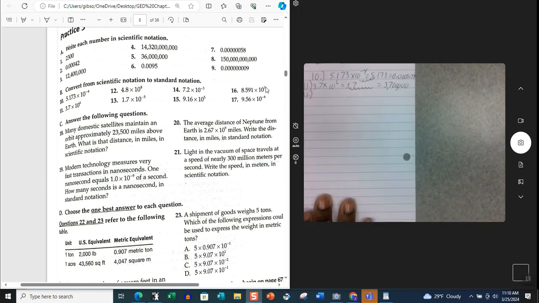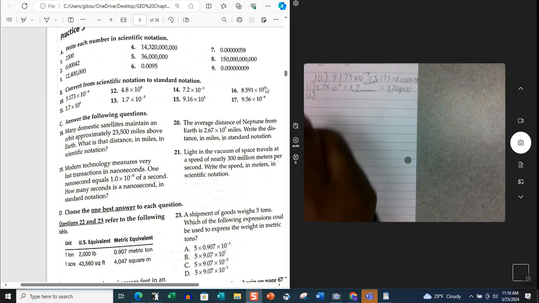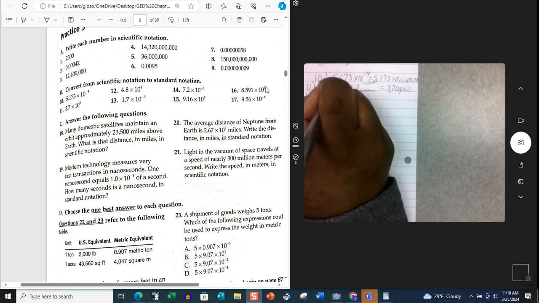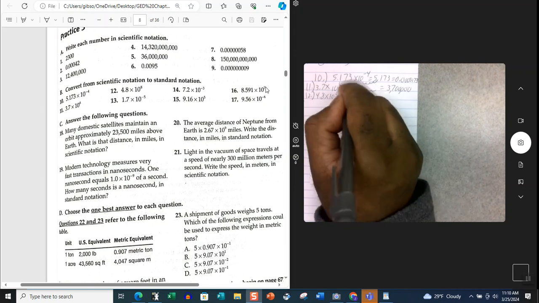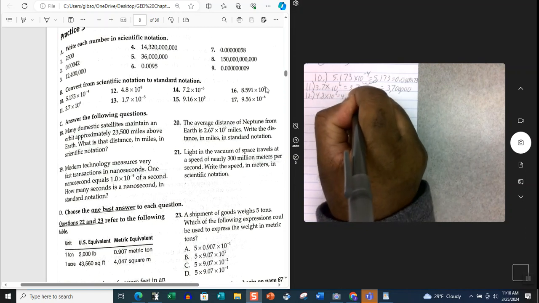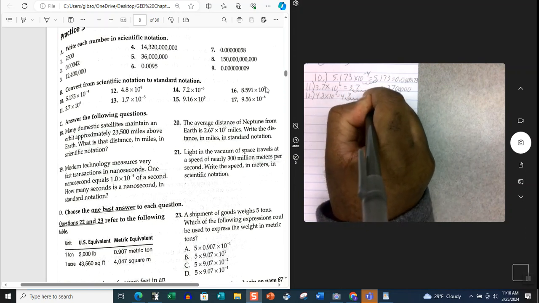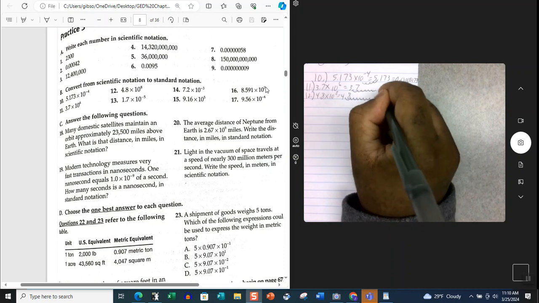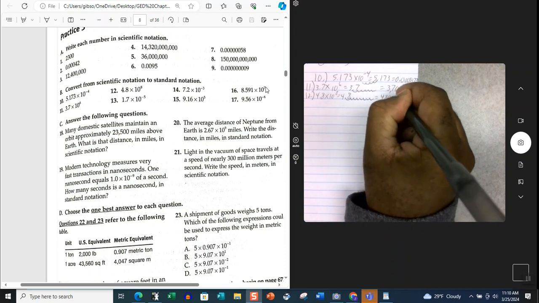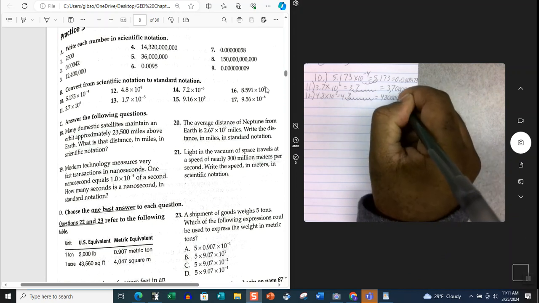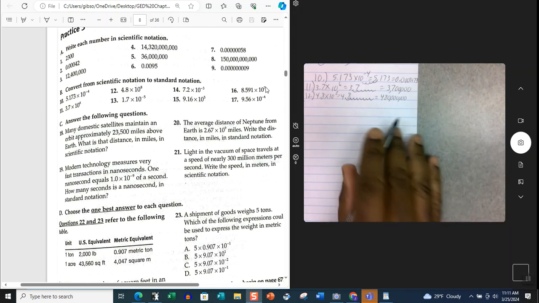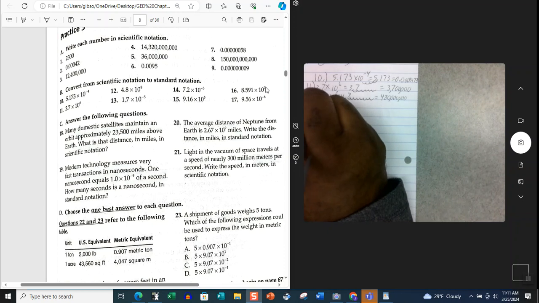So now we move to problem number 12. 4.8 times 10 to the 8th. So we have 4.8. Move 8 places. 1, 2, 3, 4, 5, 6, 7, 8. So we have 4, 8, and then 7 zeros. So it'd be 480 million.